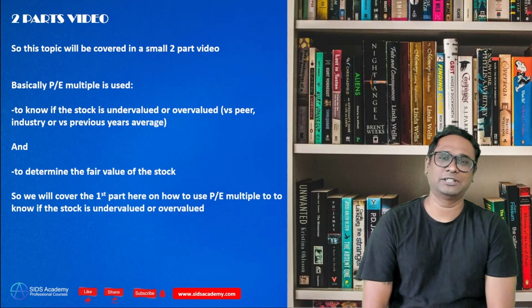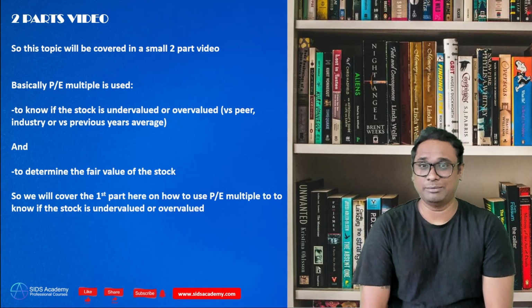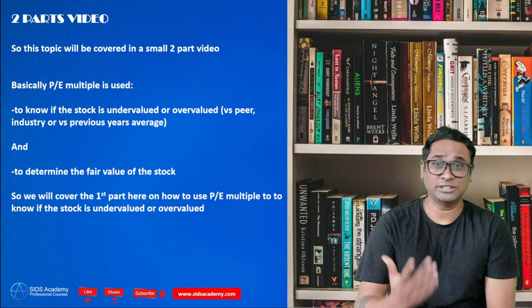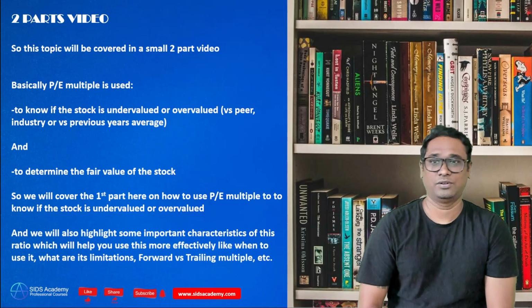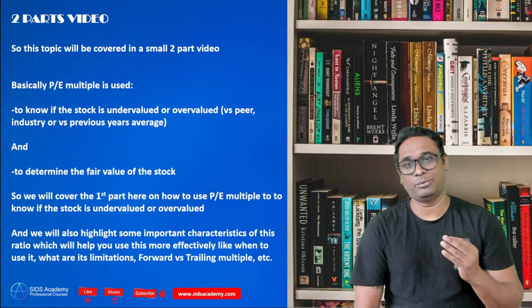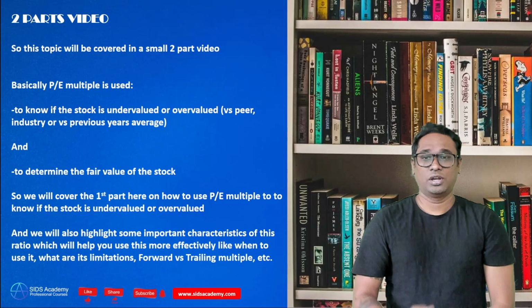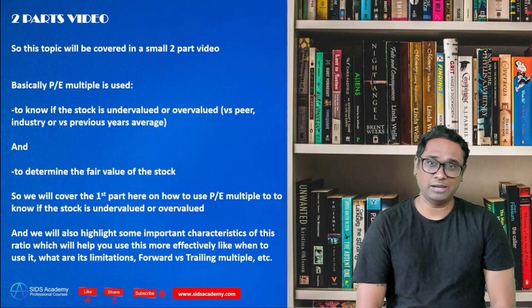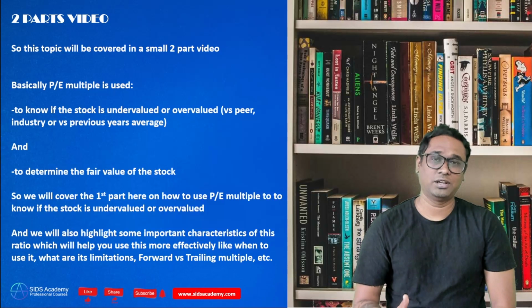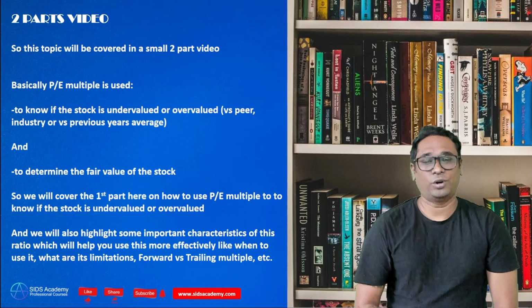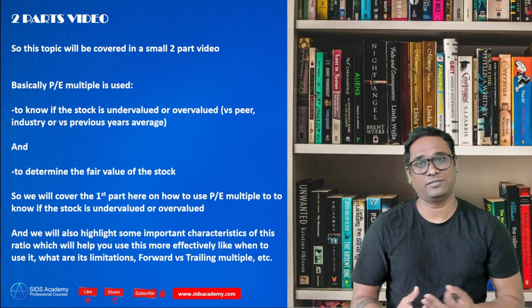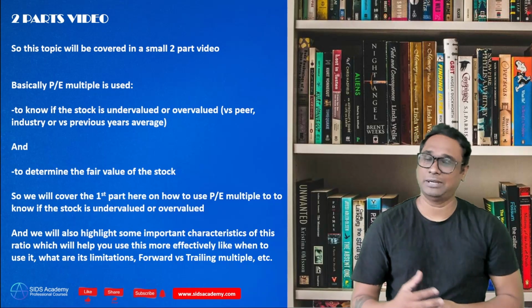So we will cover the first part here, and how to use the PE multiple to know if the stock is undervalued or overvalued. And we will also highlight some important characteristics of the ratio, that is the PE multiple, which will help you understand more effectively how you can use it, what are its limitations, whether you should be using forward or trailing 12-month multiple, etc.